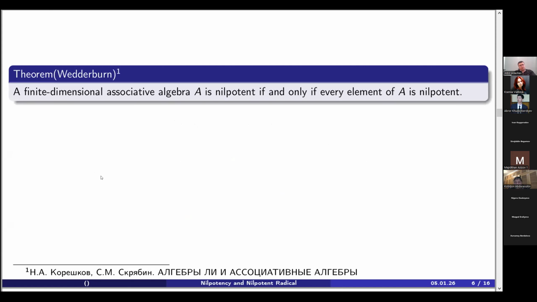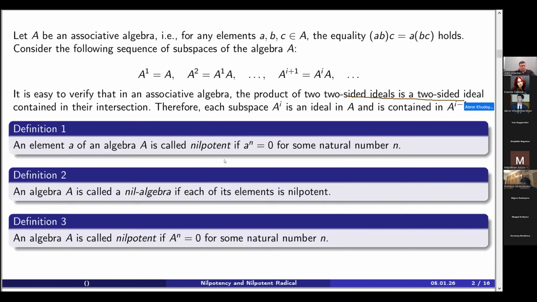Theorem, Von Neumann theorem. A finite dimensional associative algebra A is nilpotent if and only if every element of A is nilpotent. What does it mean? Element is nilpotent. By Definition 1, an element A is nilpotent if A to the power of n is equal to 0 for some natural number n.